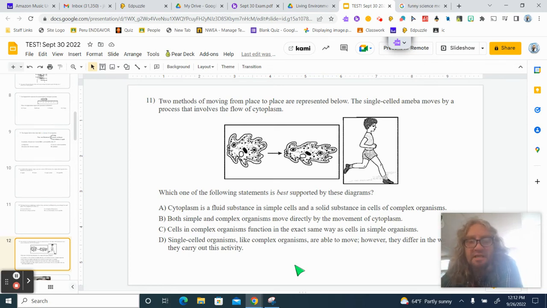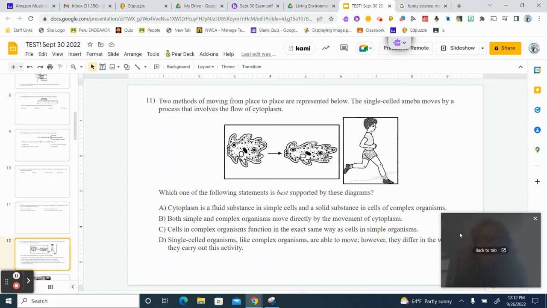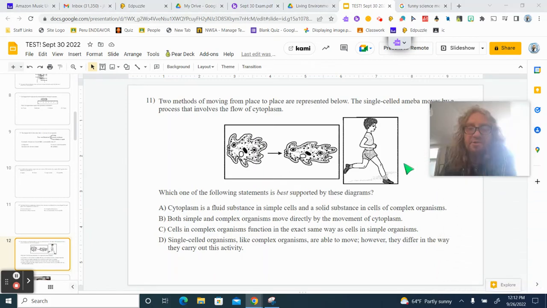A, cytoplasm is a fluid substance in simple cells and a solid substance in the cells of complex organisms. B, both simple and complex organisms move directly by the movement of cytoplasm. C, cells in complex organisms function in the exact same way as cells in simple organisms. Or D, single-celled organisms, like complex organisms, are able to move. However, they differ in the way that they carry out this activity.